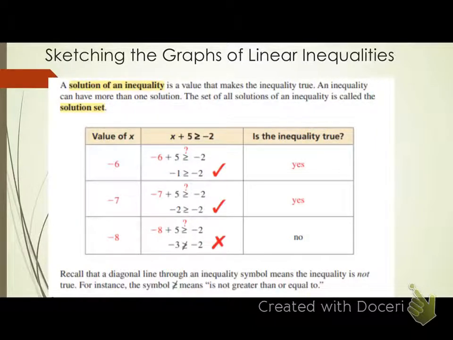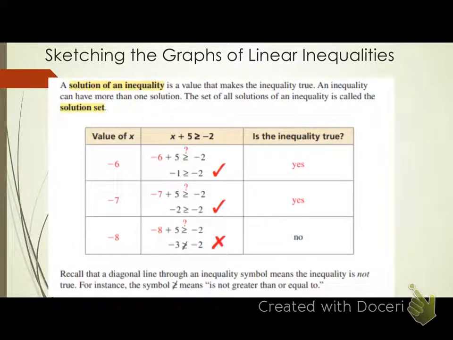An inequality can have more than one solution. How many solutions did most of our equations have? One, right? Our variable equals some number. Most of the time. Absolute value had 2. Sometimes we'd have no solution. Sometimes we would have infinitely many. But most of the time we would just have 1, correct? That's not the case with our inequalities.